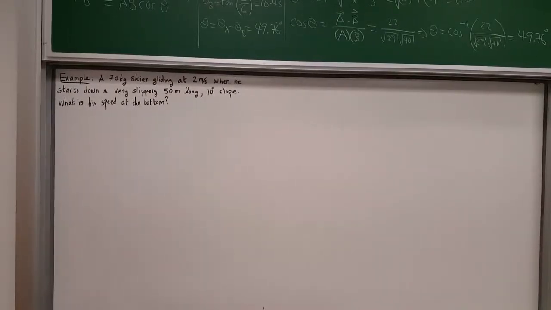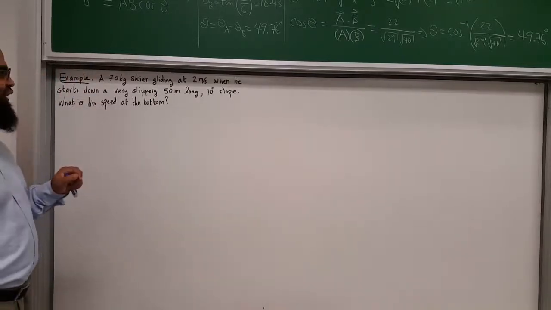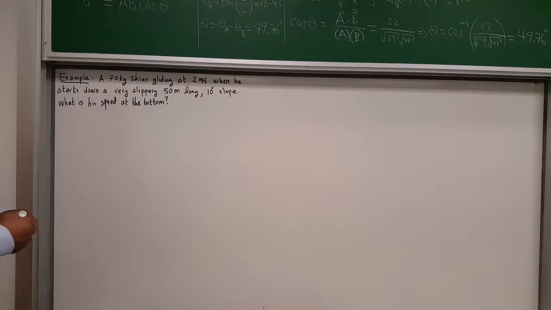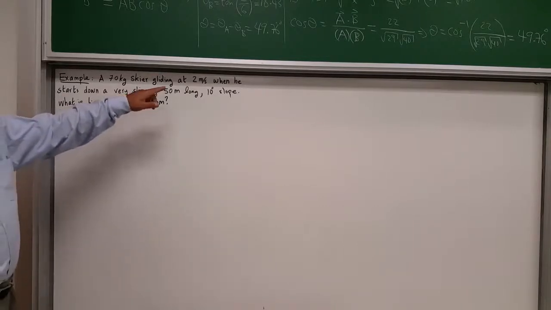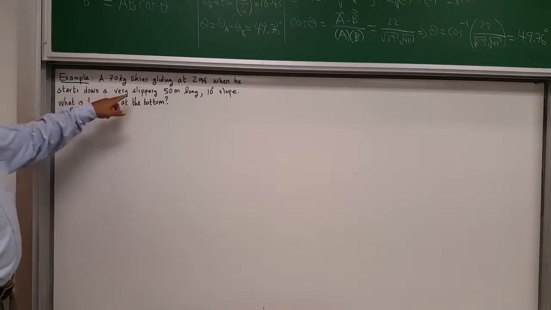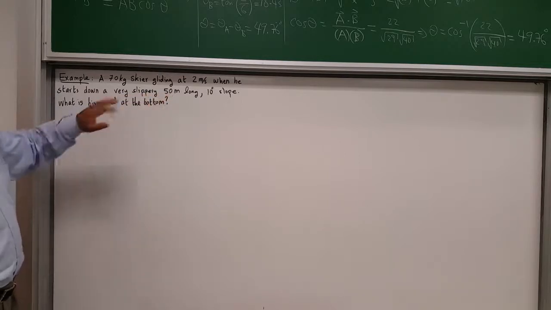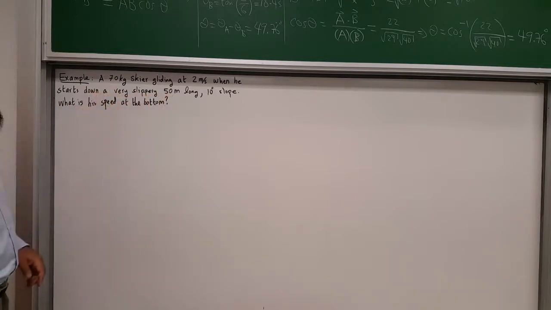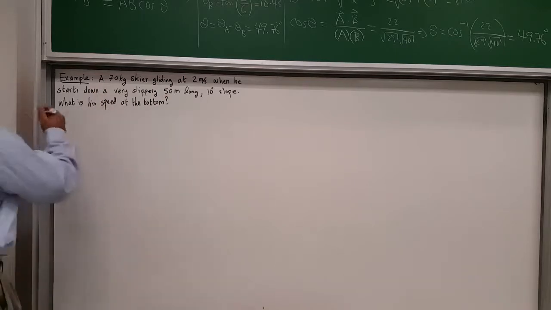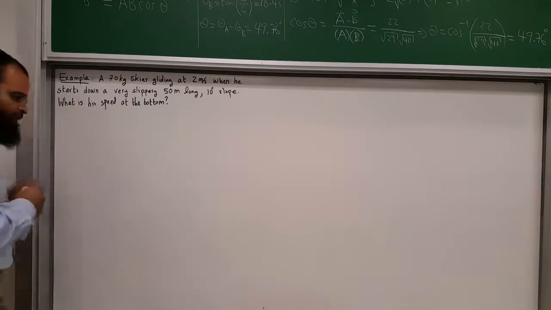Okay, welcome back. I want to do this example here in detail before I go to variable force. It says a 70 kilogram skier gliding at 2 meters per second starts down a very slippery 50-meter long 10-degree slope. Very slippery meaning ignore friction. What is his speed at the bottom?